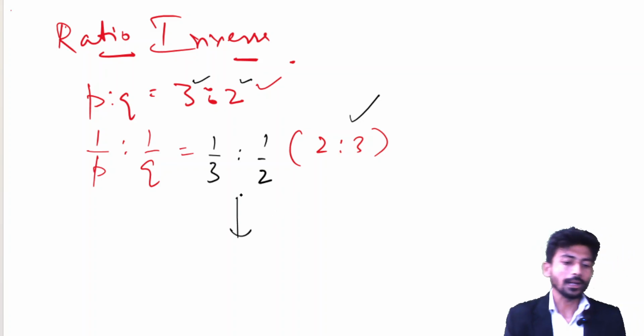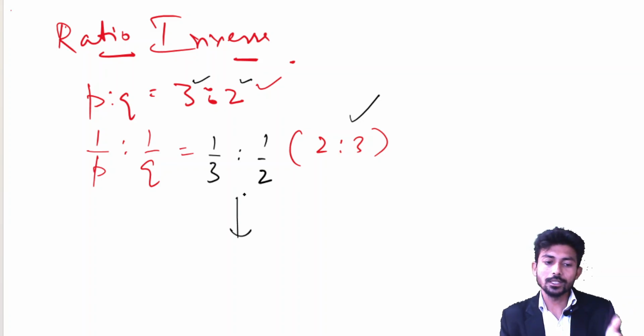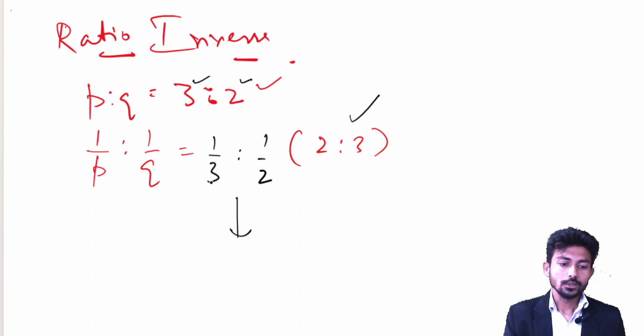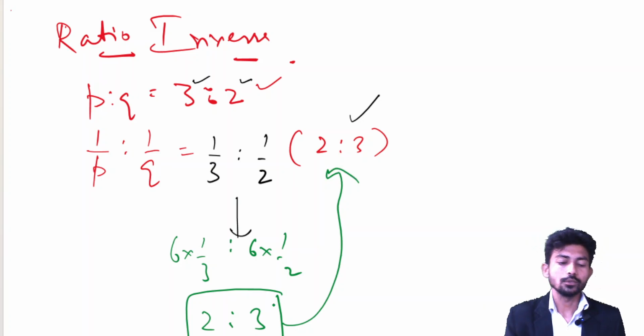If this is 1 by 3 and 1 by 2, I can multiply both parts by 6, because 6 is the LCM of 2 and 3. So this will be 6 multiplied by 1 by 3 and 6 multiplied by 1 by 2. So I will get 2 ratio 3. That is the same answer. So this is how we have to do the inverse.